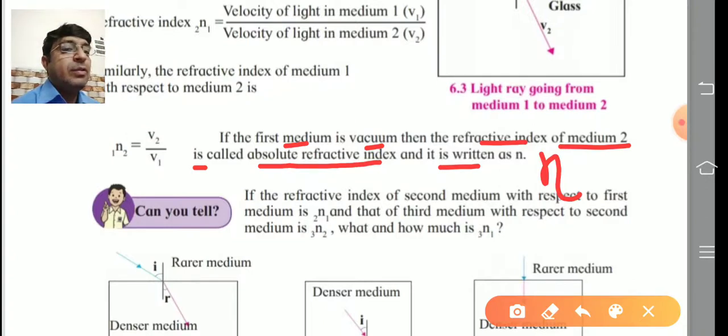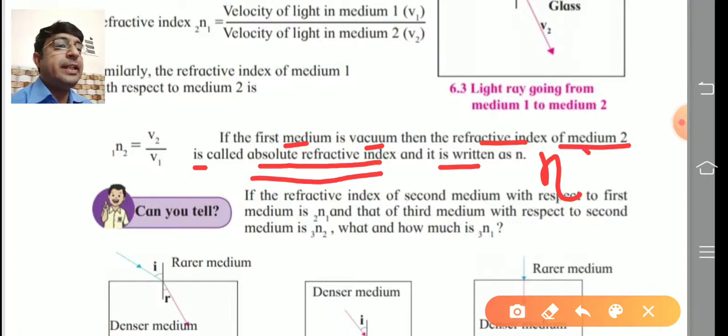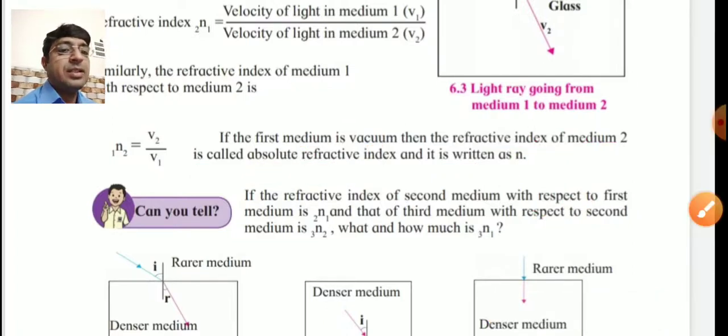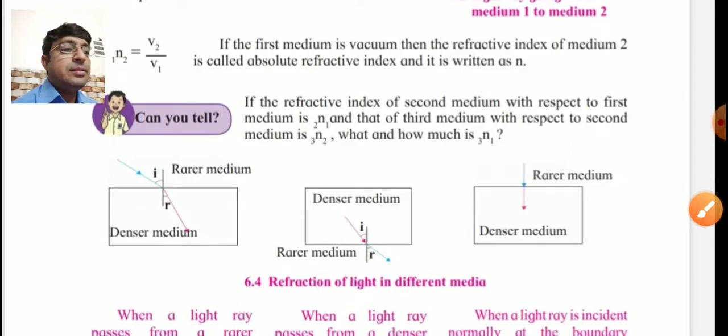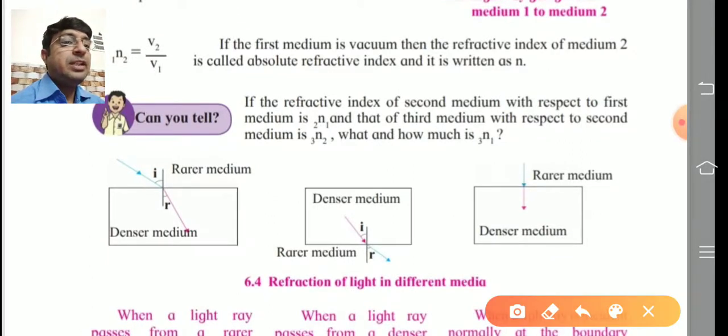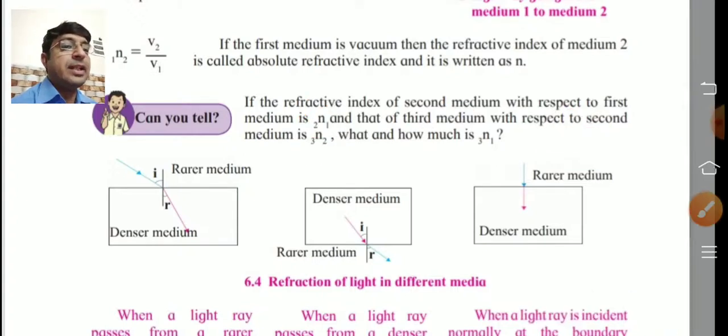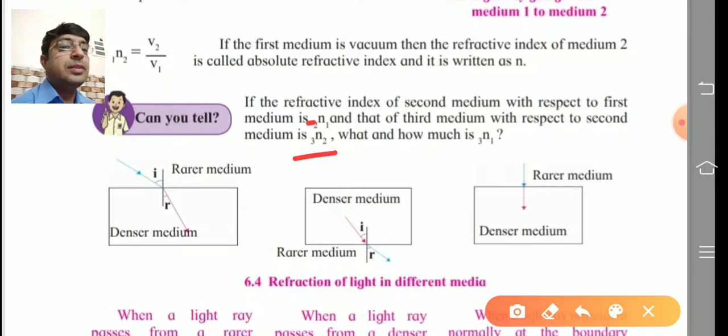When the first medium is a vacuum, meaning no air and no material present there, the refractive index of the second medium is called the absolute refractive index, and it is indicated by using this symbol. If the refractive index of the second medium with respect to the first is indicated here, and a third medium with respect to the second is also indicated here, both are given.